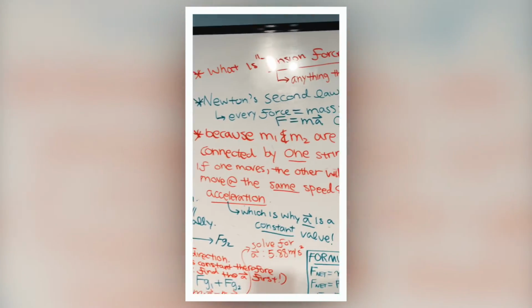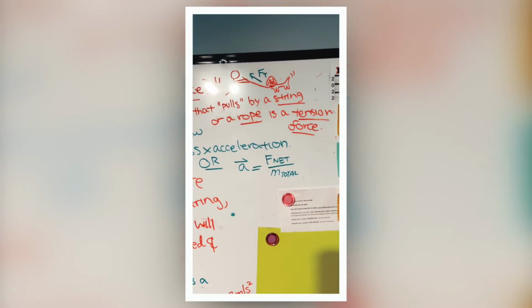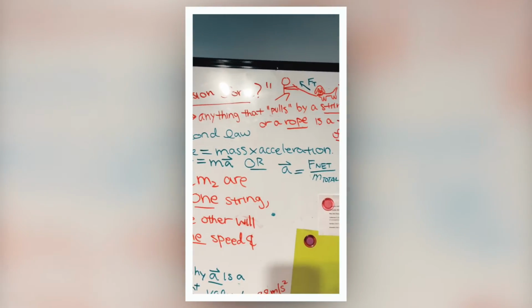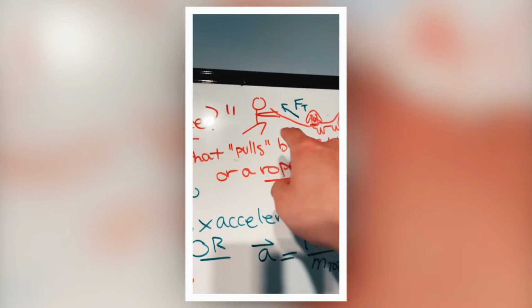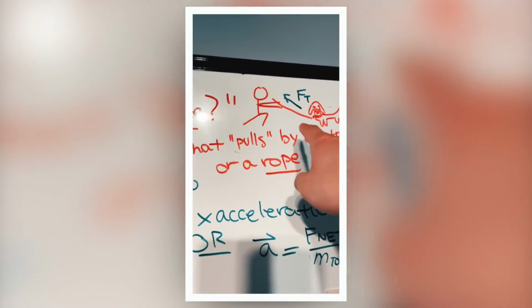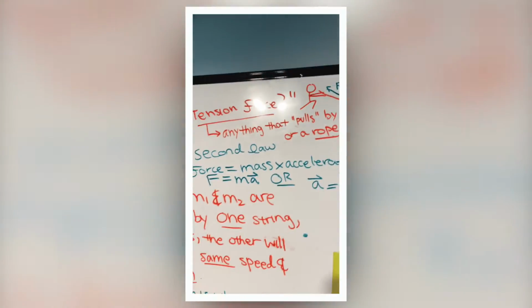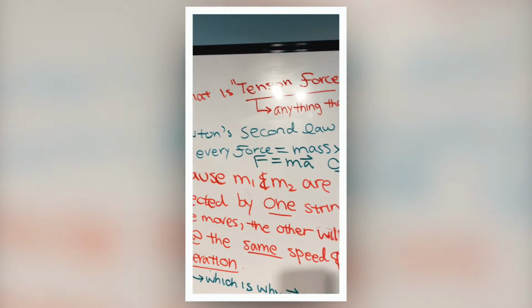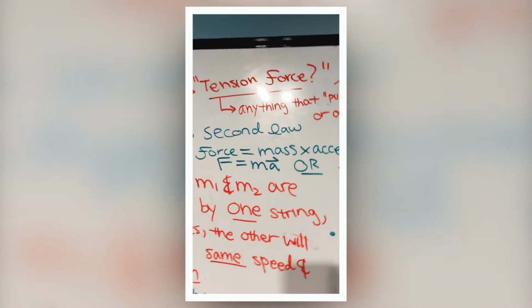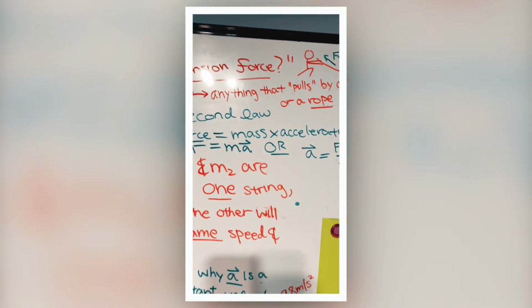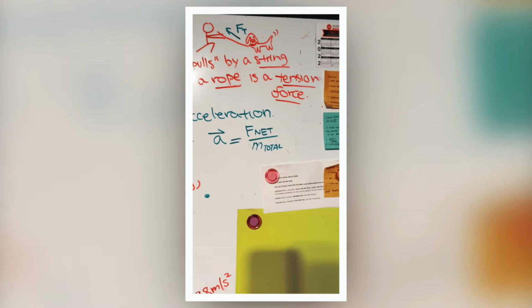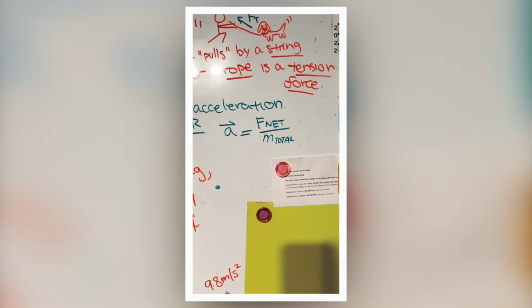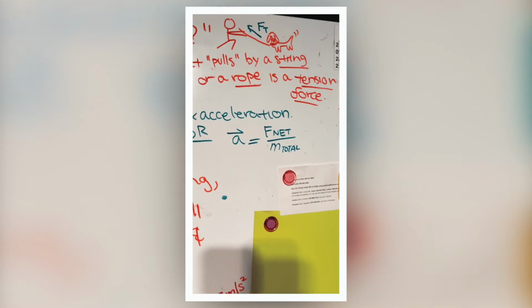So you know what a tension force is, right? Anything that pulls by a string or a rope is a tension force, such as a human pulling a dog's leash. That's a tension force. And Newton's second law defines that force is basically mass times acceleration, and acceleration equals F net, which is the net force, the total force, divided by total mass.